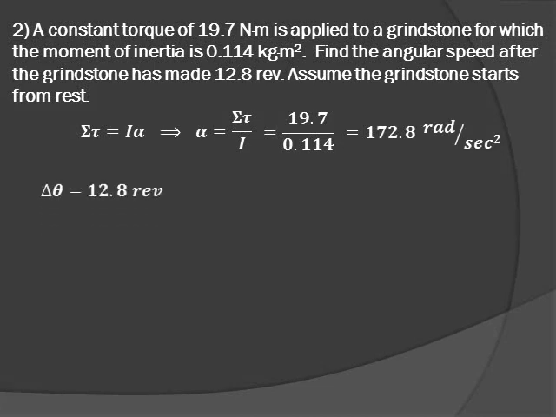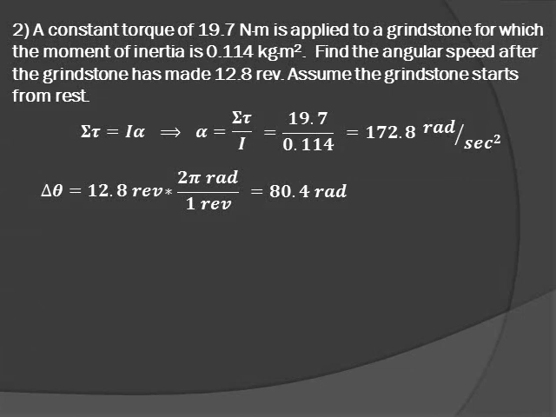Now the change in angle is going to be 12.8 revolutions, but that is not in base units. We've got to get that in radians. The conversion for revolutions to radians is that 2 pi radians is one revolution. So we multiply by 2 pi, and we have 80.4 radians for the total angular displacement.